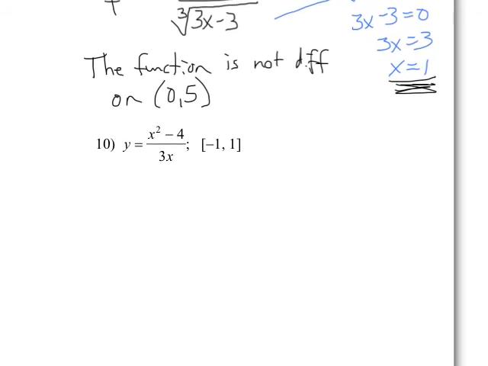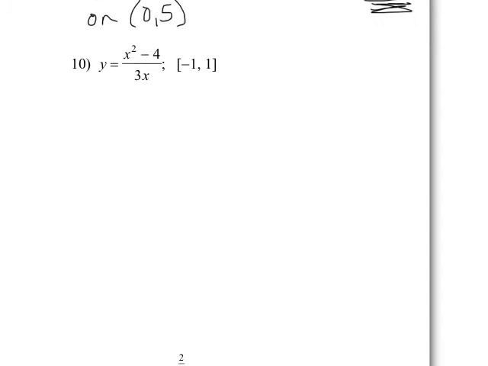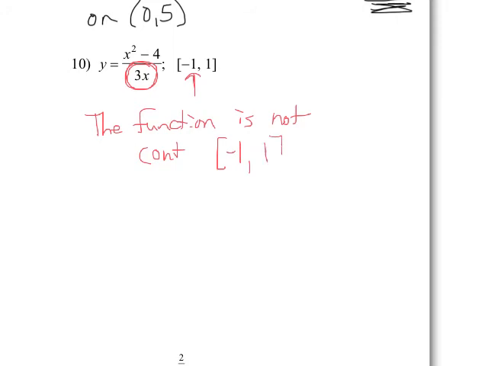And finally, problem number 10. Very similar thing. We're going to check for continuity, and very quickly I see that at 0 it is discontinuous. And 0 is within that range of numbers, so you'd say the function is not continuous on the closed interval negative 1 to 1. More specifically, it's not continuous at 0. And because it's not continuous, we cannot apply the mean value theorem.